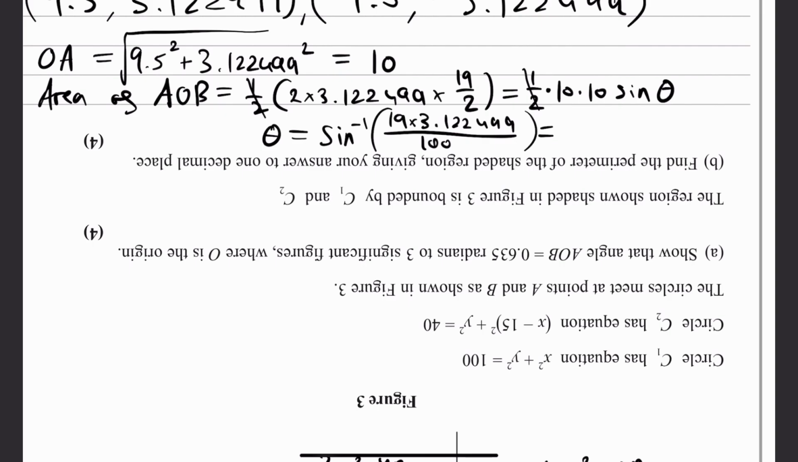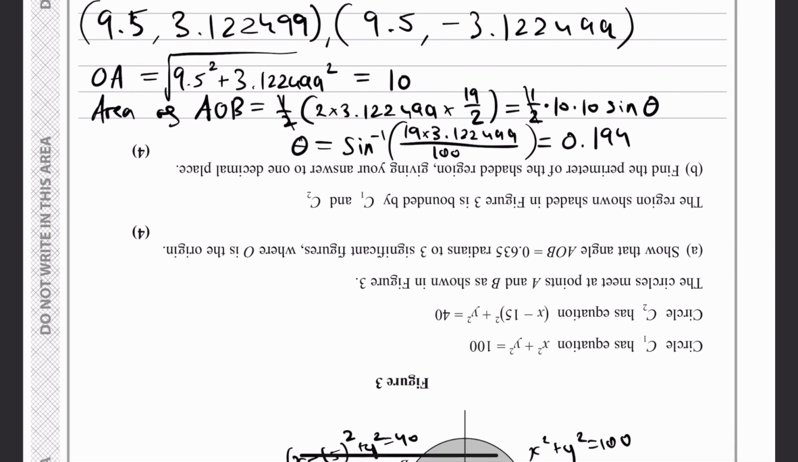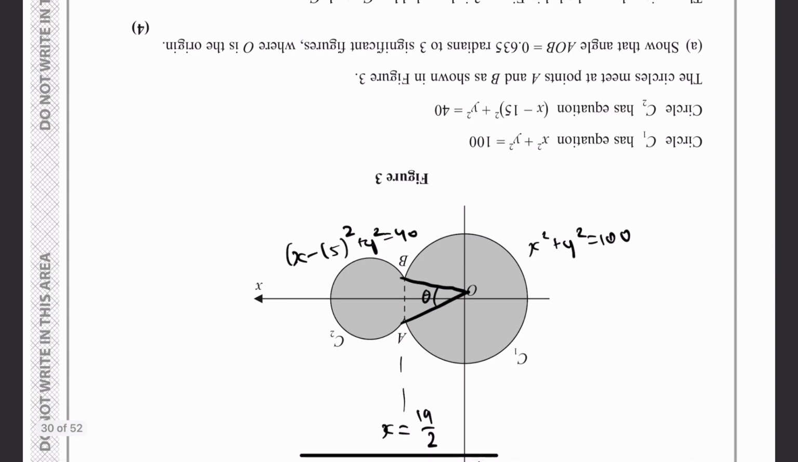Now we just put all of this in. Hopefully this is the right answer, because I'll be pretty annoyed if it's not. Over 100, and okay, we get 0.194. I've definitely made a mistake somewhere. What has gone horribly wrong here?